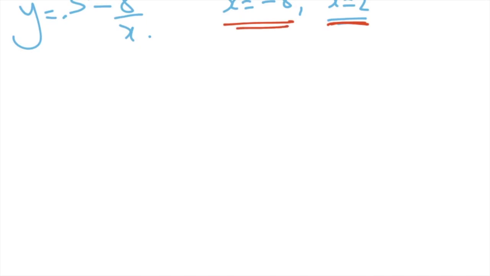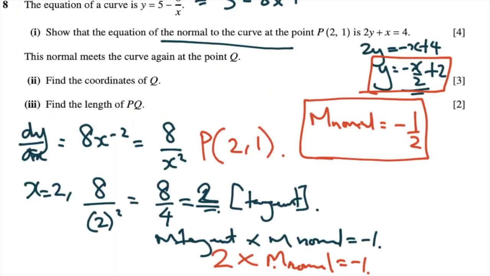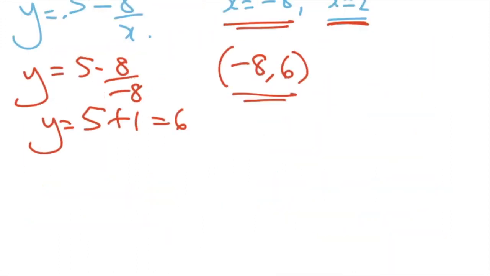And what is my y value? Okay, that's what we want to find. So y equals 5 minus 8 over negative 8. So y equals 5 plus 1, which is positive 6. So the other coordinate where the line cuts the curve is x equals negative 8 and y equals positive 6. Next, find the length of PQ. We already have the coordinates of P, which is (2, 1), and Q we just found, which is (negative 8, 6). Now find the length of PQ.